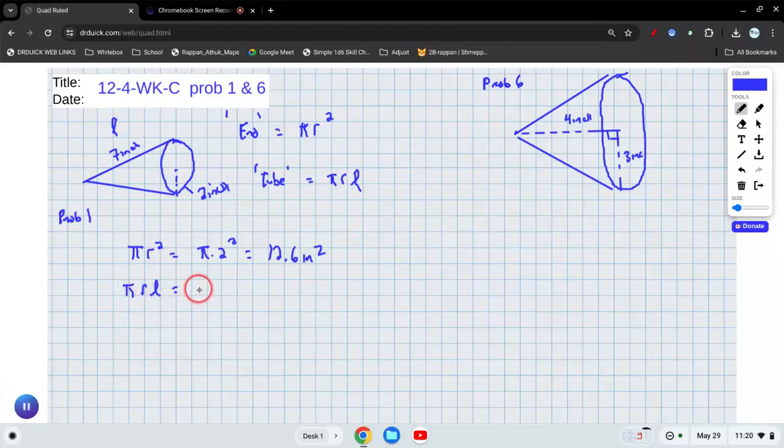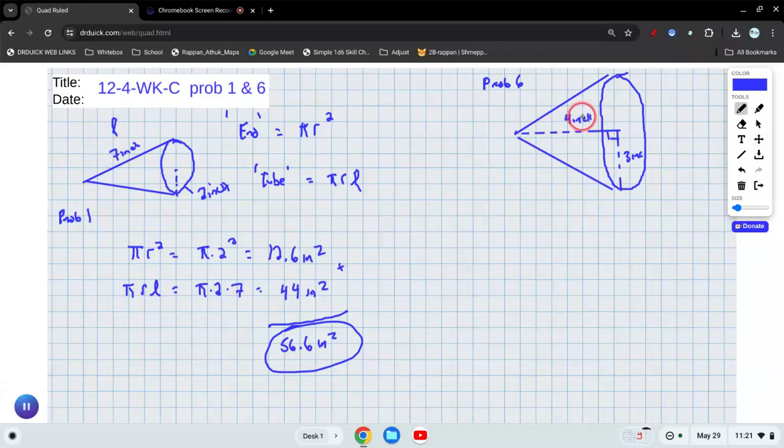Now I'm going to do the tube, which is pi r L. In this case, it'd be pi times 2 times 7. That's 2 times second function, arrow up, times 7. I get 44, more or less, inches squared. You're going to add them together, because you have to do the tube and the end when doing these. So 44 plus 12.6, you should get 56.6 inches squared.